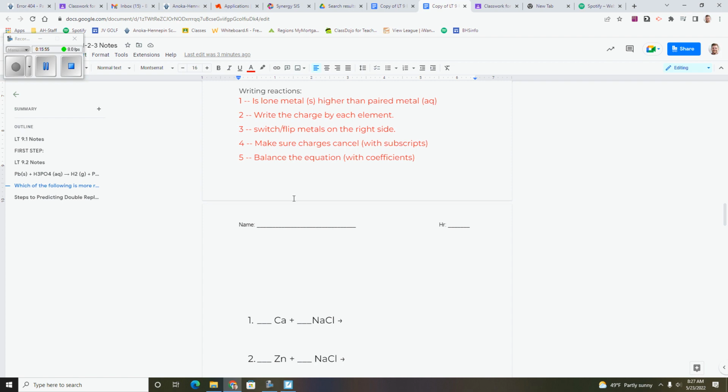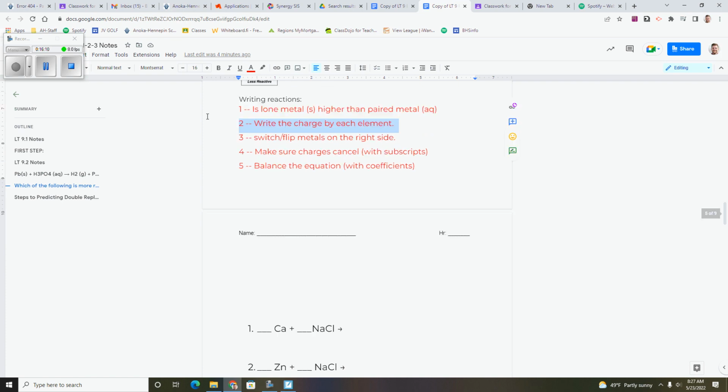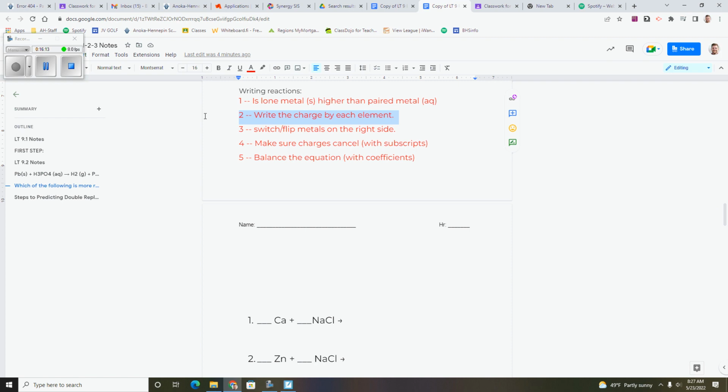So now we are going to switch them. And here's how you do it. Write the charge by each element. So I go through and I'm going to write the charge, plus 2 above calcium, plus 1, minus 1. So write the charge above each element, so it would look like this: plus 2, plus 1, minus 1. What does it say?